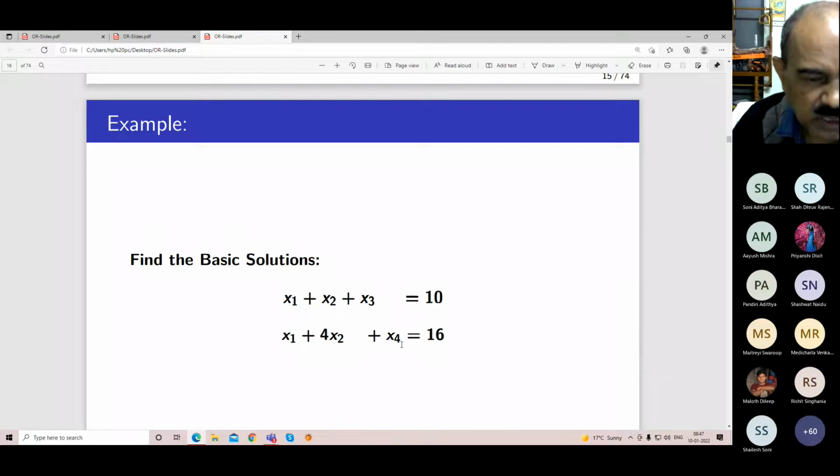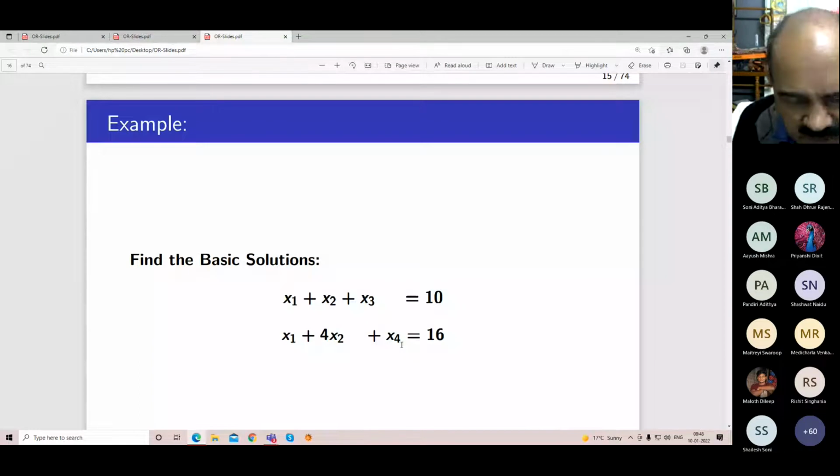These are only 2 linear equations. There are 4 variables. Since these were inequalities that I have changed to equations, x3 and x4 are becoming our slack variables, but here nothing. These are 2 equations only. Is there any restriction on these variables? No restriction.